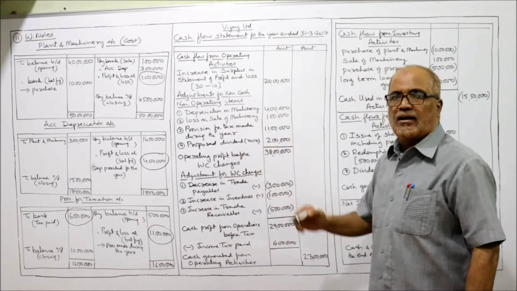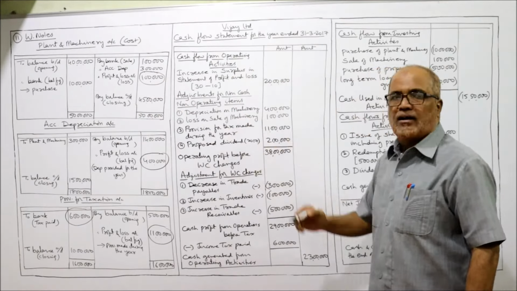Over. Now provision for taxation made during the year. How much provision for taxation was made during the year? 11 lakh. So this provision for taxation made during the year, 11 lakh. Last one, proposed dividend. This point is exactly the same as what we have done in the last two problems. Last year's proposed dividend is paid during the year and current year's proposed dividend is a non-cash item. The proposed dividend for the current year 2017 is 2 lakh. Over.